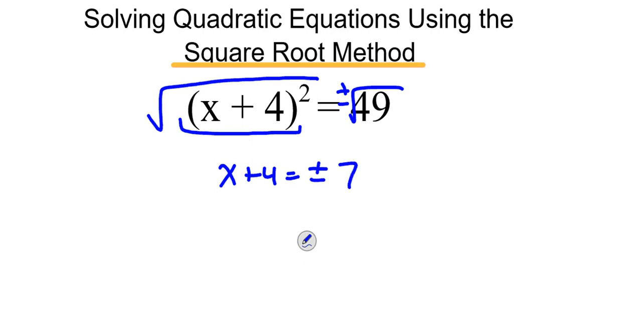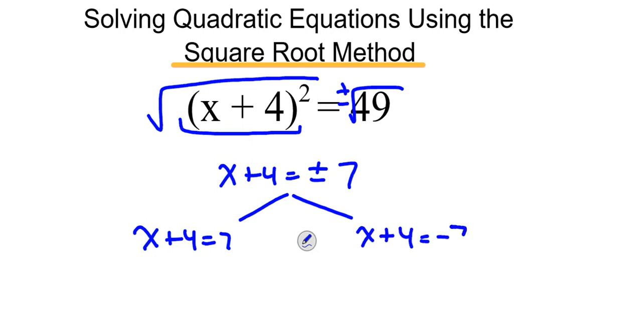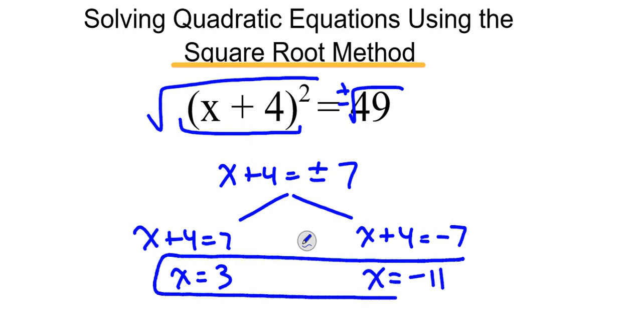Now, here's the deal. This is how I taught in algebra. It's a real visual way to remember. We're now dealing with two equations. Either x plus 4 is equal to positive 7 or x plus 4 is equal to negative 7. When we subtract 4 from this side, we get x is equal to 3. When we subtract 4 from this side, we get x is equal to negative 11. Those are both our answers.